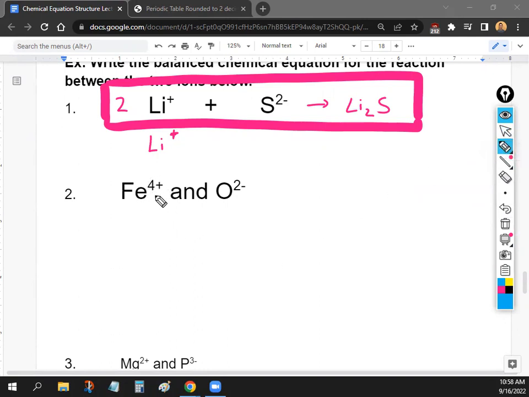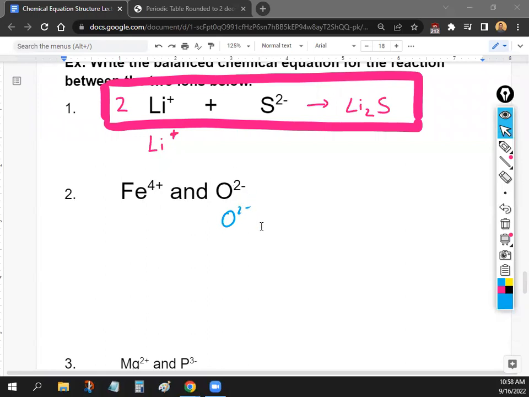So we have Fe4+ and we have O2-. Okay, so do we have more positive energy or negative energy? Yeah, we have more positive energy, right? So what we need to do is balance it out with the negative energy. We can do that by adding another oxygen, right? If you add another oxygen, you have the same amount of negative energy as you do positive energy. You got +4, and now you have -4.